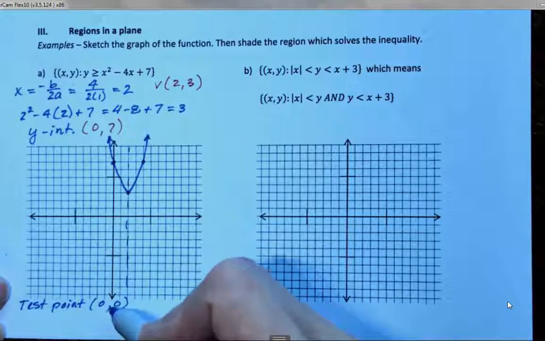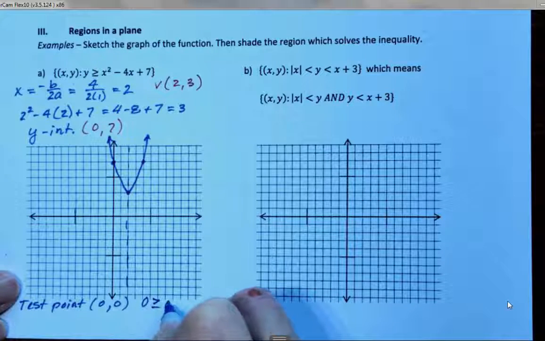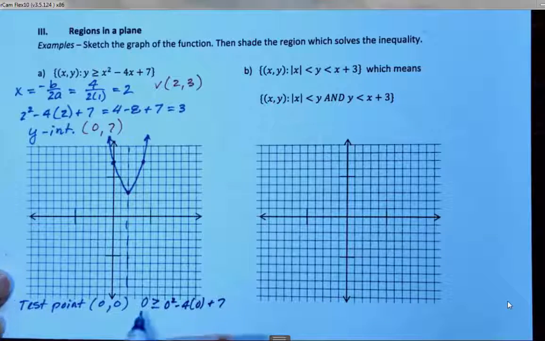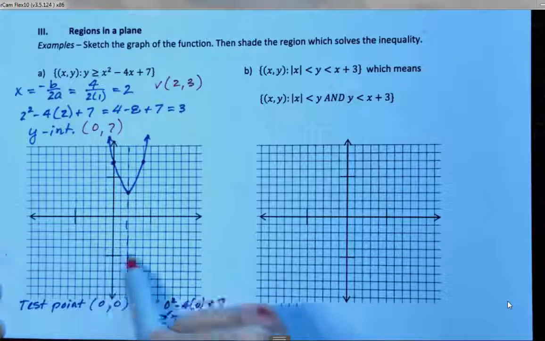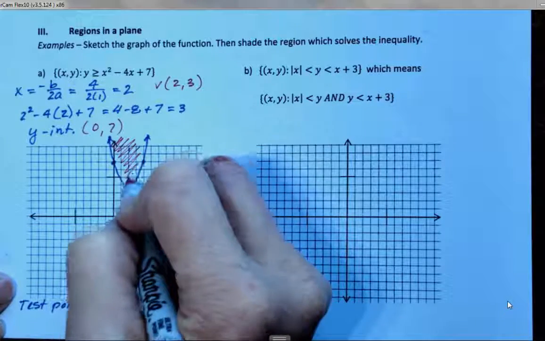So putting 0, 0 in for my inequality, I end up with 0 is greater than or equal to 0 squared minus 4 times 0 plus 7. So that means 0 is greater than or equal to 7, which is not true, does not make sense. So that means that none of the points on the outside of my parabola make sense, and my answer has to be inside the parabola.